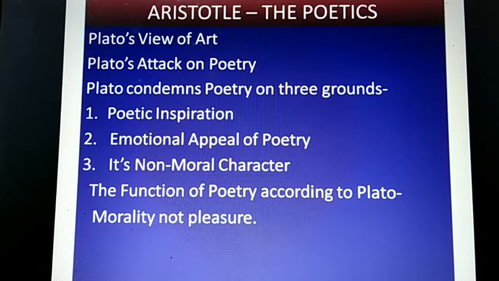Now let us look at the non-moral character of poetry. Finally, Plato indicts poetry for its lack of concern with morality. In its treatment of life, it treats both virtue and vice alike, sometimes making the one and sometimes the other triumph indifferently without regard for moral considerations.